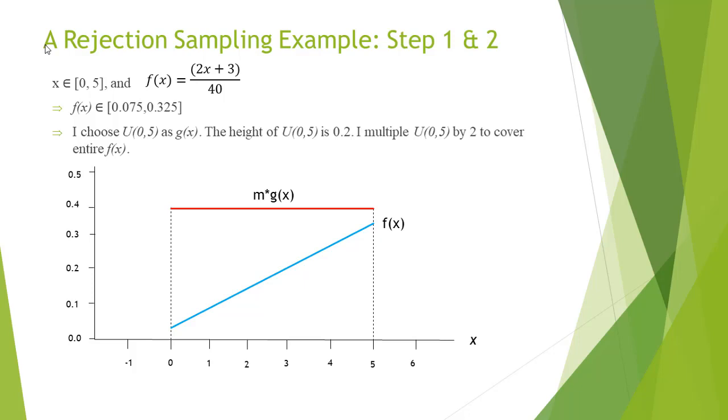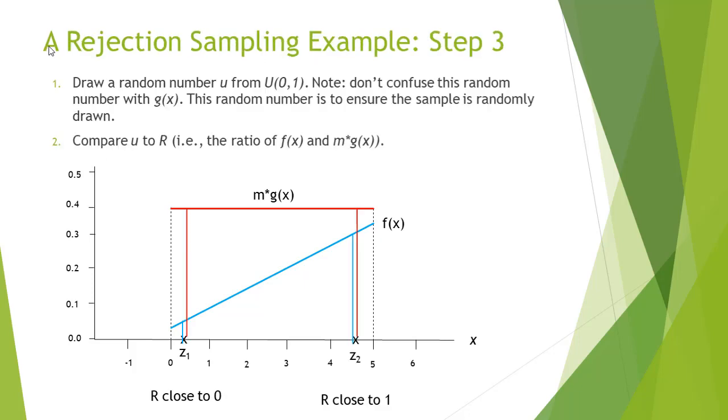If this is not hard enough, here comes the most challenging step of the rejection sampling method. We need to calculate a ratio, the ratio between fx and m times Gx. I will use uppercase R to denote this ratio. According to the feedback I got, many people got stuck at this step. They didn't understand why we need to calculate R.